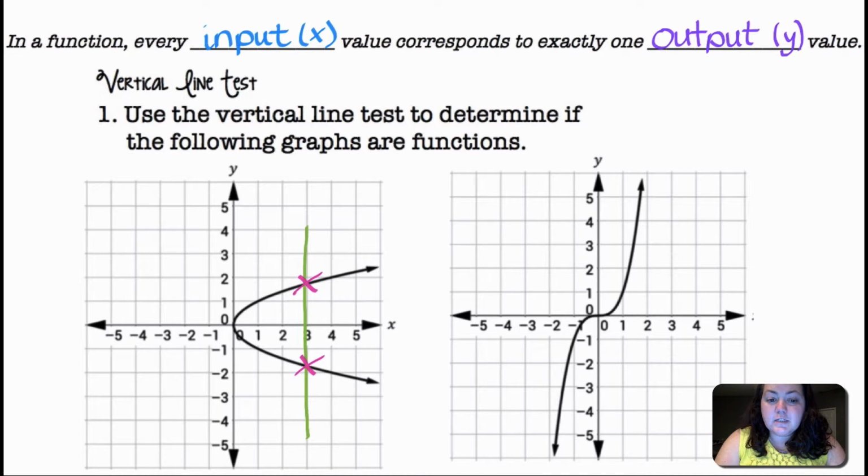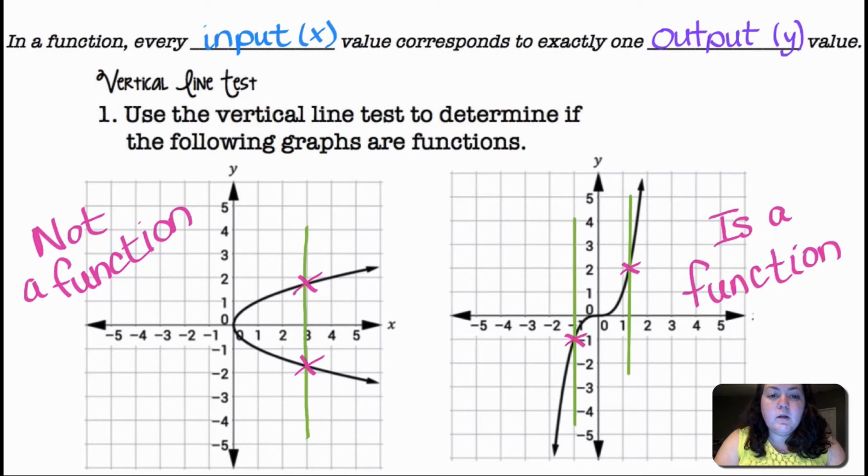So this first example touches in two spots, where those two pink X's are. So that one would not be a function. The other one, I can draw vertical lines and it touches only at one spot. So that one is a function. No matter where I draw a vertical line, it's only ever going to touch my graph at one spot.